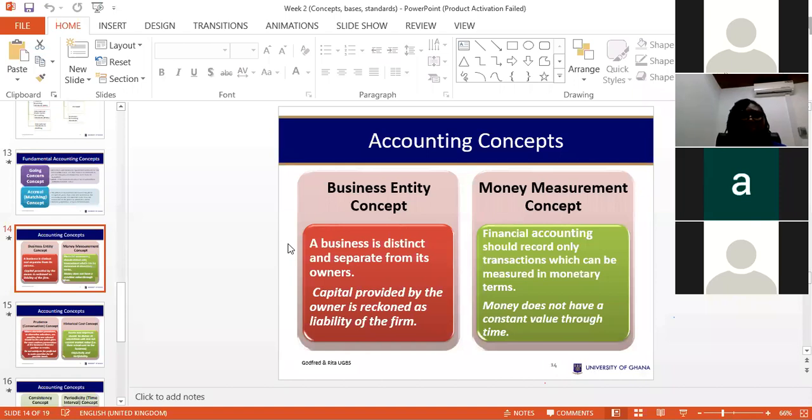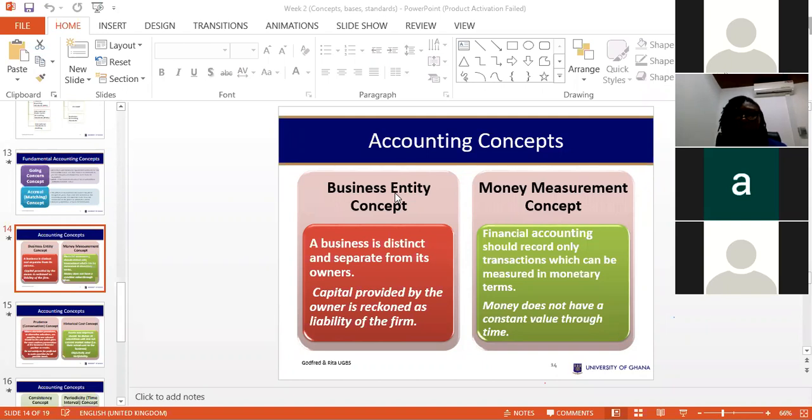Then we have the money measurement concept. Yes, Rebecca, the business entity concept also applies to the sole proprietor. The business is distinct. The only thing is that most often the sole proprietors mess up everything. They don't keep the records of the business separate from their own records. But if you want to be a sole proprietor and you want to show the activities of your business separate from you as an individual, it is possible.